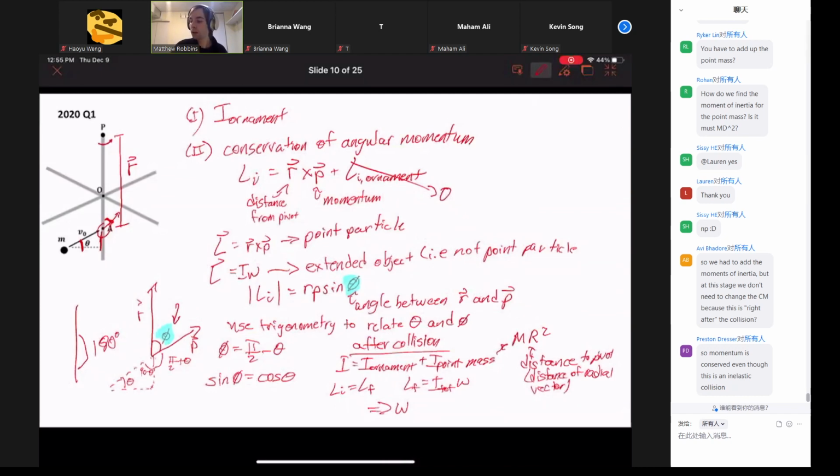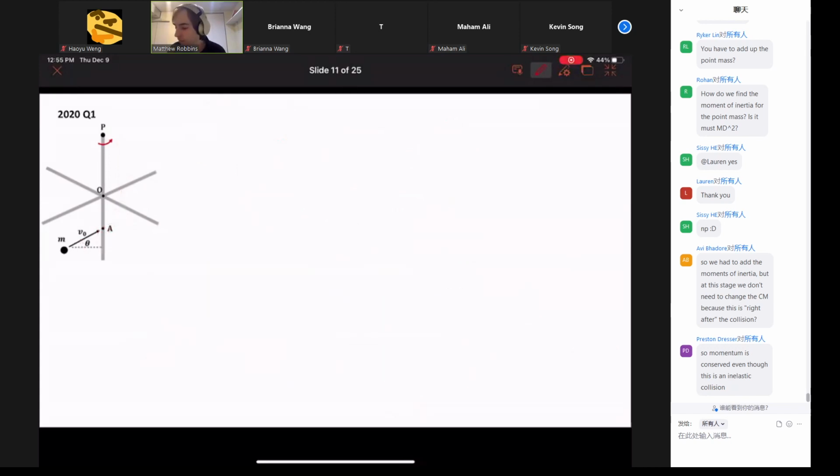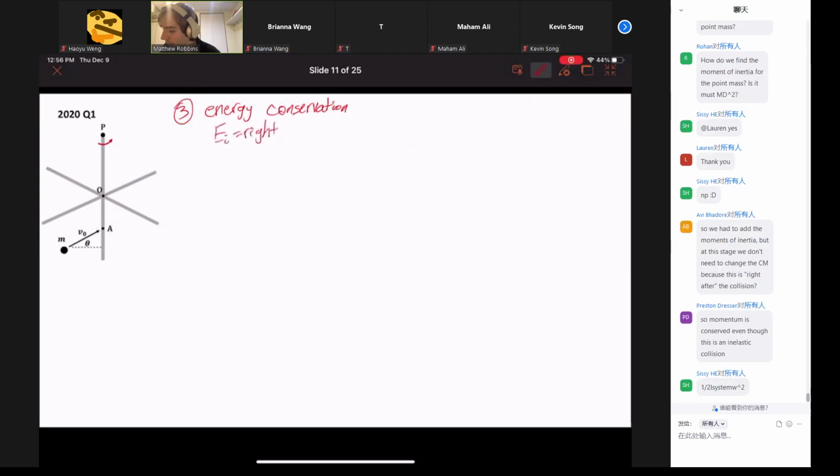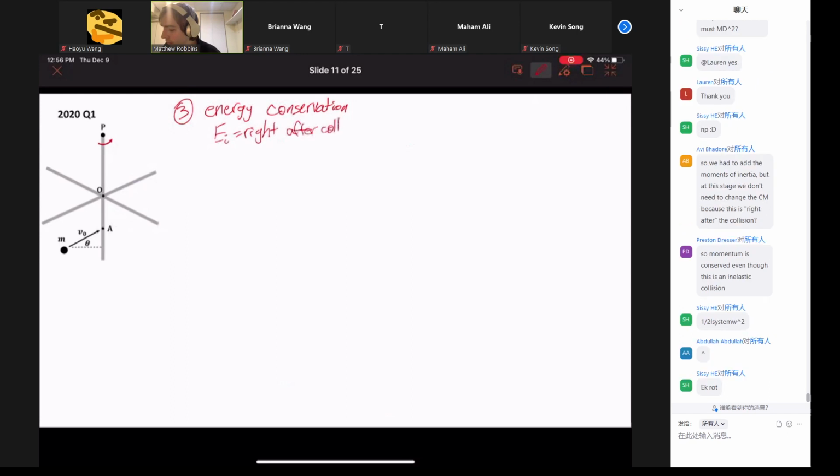So what I want to do now is part 3 of the problem, where part 3 of the problem says energy conservation. What's my initial energy? So this is right after the collision. So initial energy is right after collision. Final energy is going to equal essentially at max height.